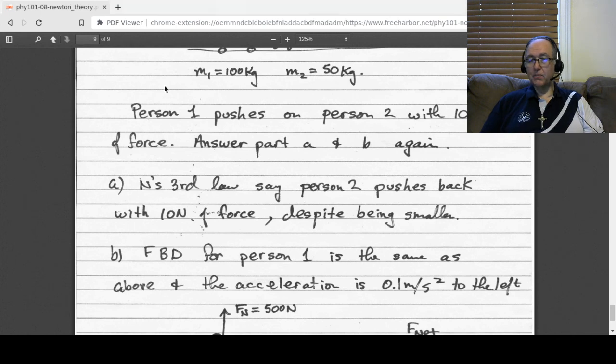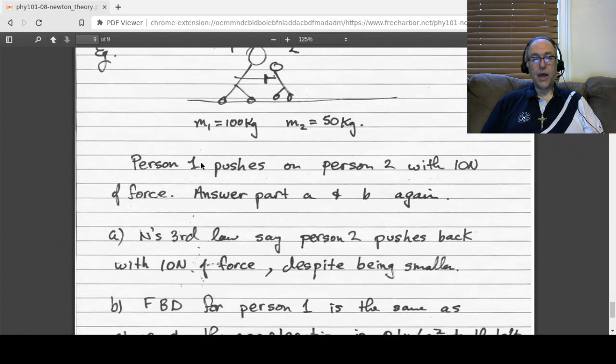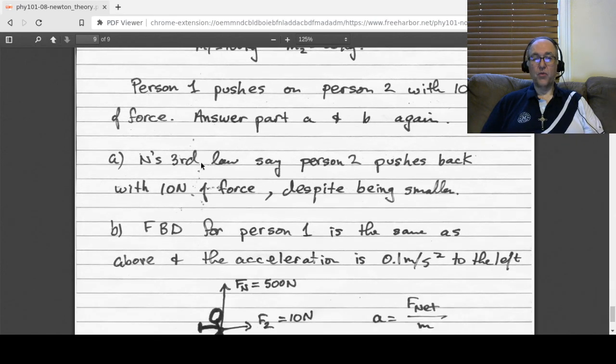All right, so at this point, it might strike you as counterintuitive. I'm going to try to fix that for you in a second, but just make sure you understand that the third law, the way it's stated right now, says that if 1 pushes on 2 with 10 newtons, then 2 pushes back on 1 with 10 newtons, despite the size. Okay, so what's going on with our intuition?